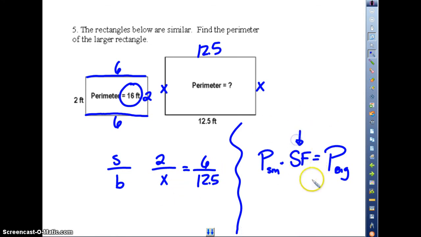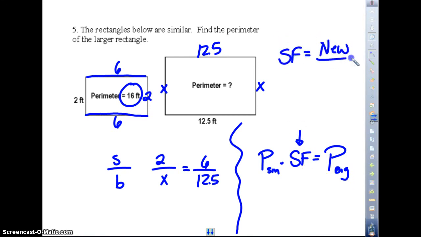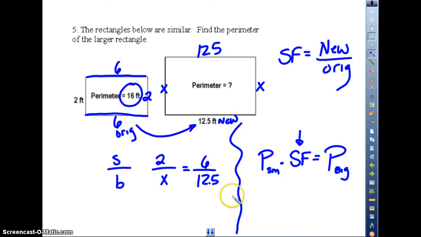Question is, how do you find the scale factor? Scale factor equals your new length divided by your original. And if you're going this direction, this is your new and this is your original. I think you ought to work it out both ways and see if you don't get the same perimeter. Okay, give it a try. I'm going to ask you Monday, did you get the same perimeter working it both ways?